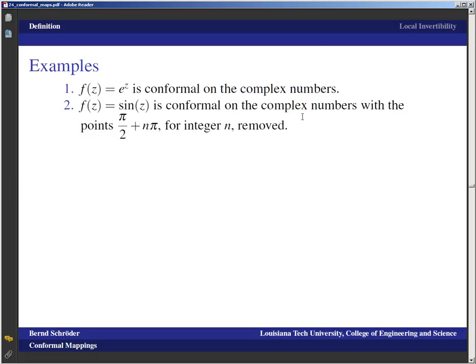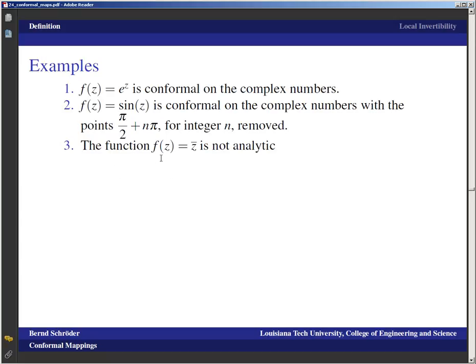The sine function is conformal on the complex numbers, except that we must remove the zeros of the derivative, where the derivative is the cosine, and the cosine is 0 at pi halves plus an integer multiple of pi, so that's what we'd have to remove there.